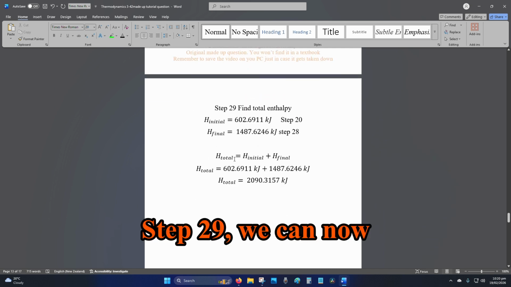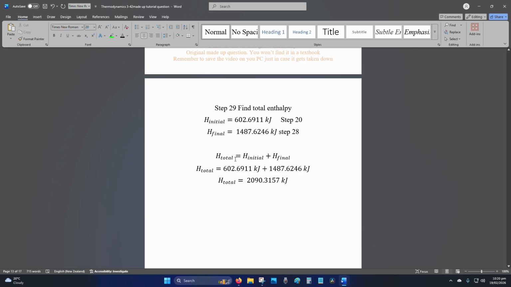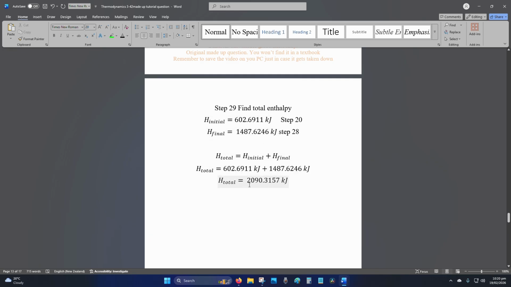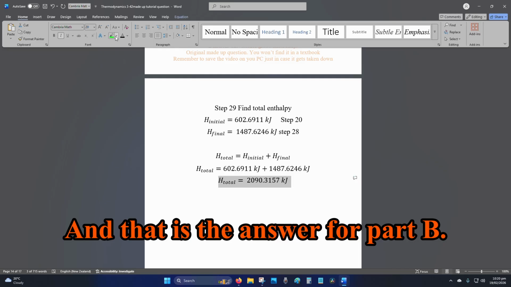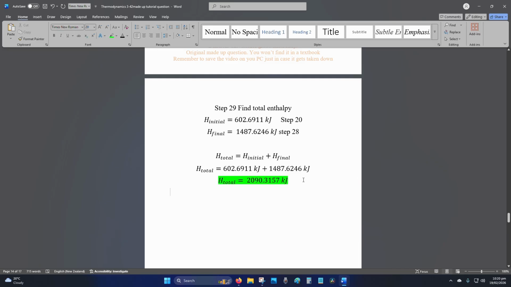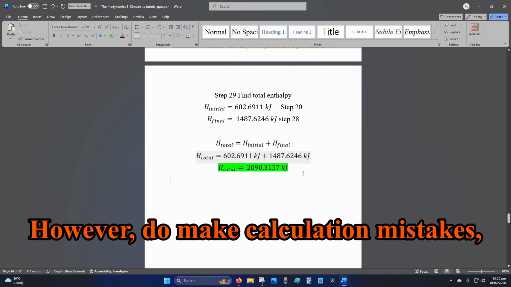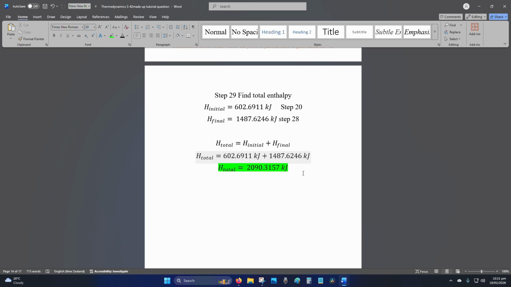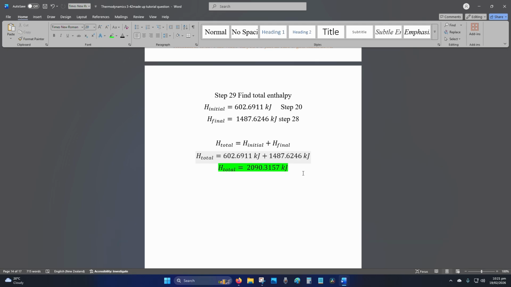Step 29, we can now find the total enthalpy, so we just add them up together, and these were the values that we got previously. So we get 2090.3157 kilojoules, and that is the answer for part B. Disclaimers. The method is correct, however I do make calculation mistakes, especially with linear interpolation. I highly encourage you to solve it yourself and see if you get the same answer.